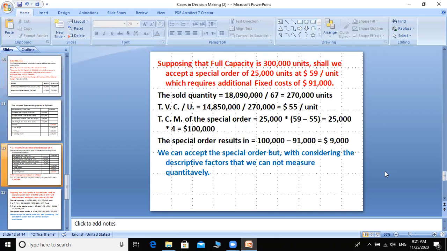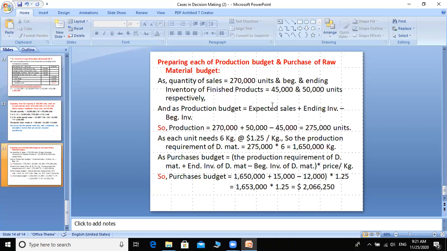Again, as quantity of sales 270, beginning and ending inventory of finished products 45 and 50, and as production budget equal expected sales, that is 270, plus ending inventory, that is 50, minus beginning inventory, that is 45. So production equal 270, the expected sales, plus the projected ending inventory, 50, minus the existed beginning inventory. So production will be 275,000 units.